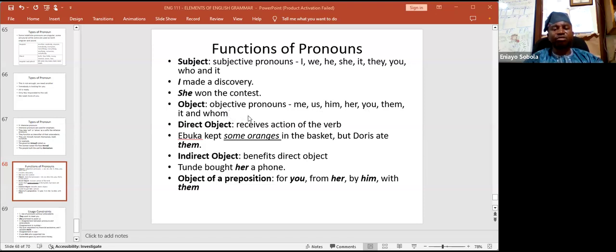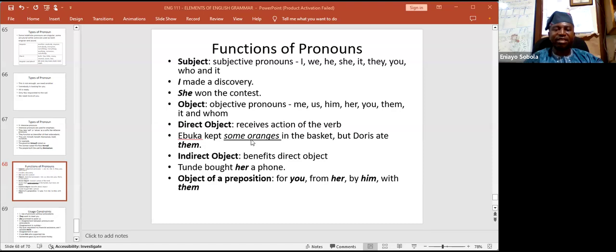So we may talk about direct objects and indirect objects. Direct objects receive the action of the verb. For example, Ebuka kept some oranges in the basket, but Doris ate them.